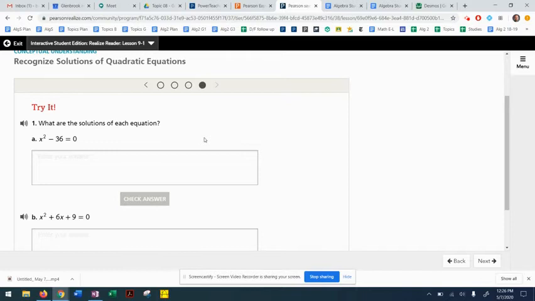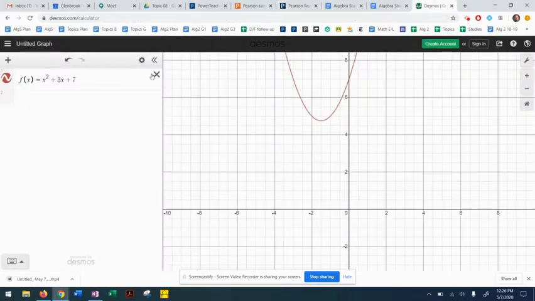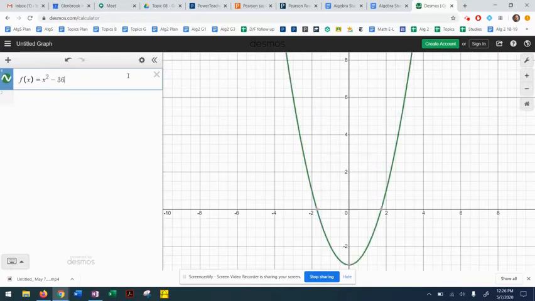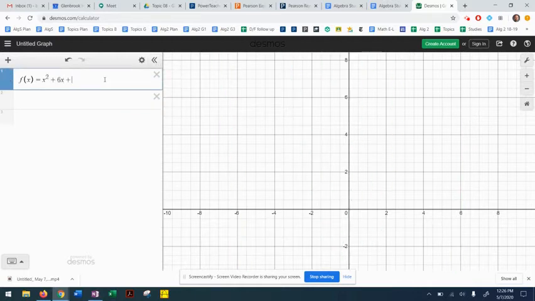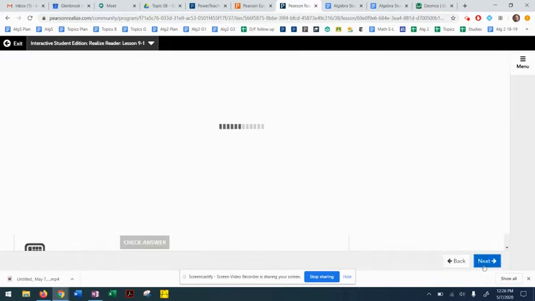Okay, hopefully you tried them. The solutions for 1A here are 6 and negative 6. And the solution for B would be negative 3. You can find each of those on Desmos, right? If we graph on this one, the function f of x equals x squared minus 36, we see it crosses at 6 and negative 6. And if we graph the other one, it's x squared plus 6x plus 9, and that one only touches at negative 3 right there. Okay, let's go on to the next example.